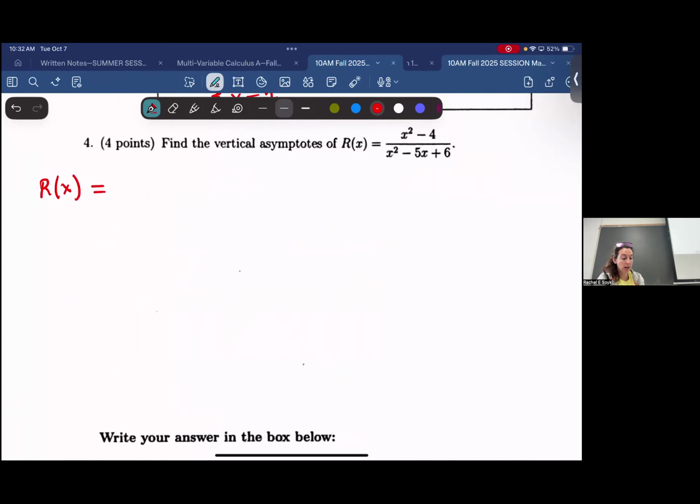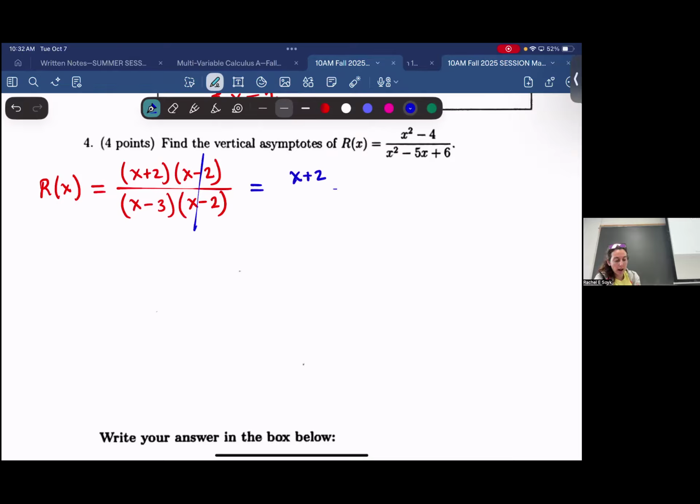So we're looking at our r of x. That numerator can be factored into, exactly, and then that denominator can be factored into x minus 3. Yeah, exactly. Which means what can be canceled out from the numerator and the denominator? Yeah, so in simplest or lowest terms, we have our function as x plus 2 over x minus 3.